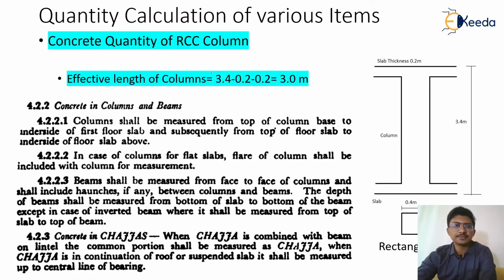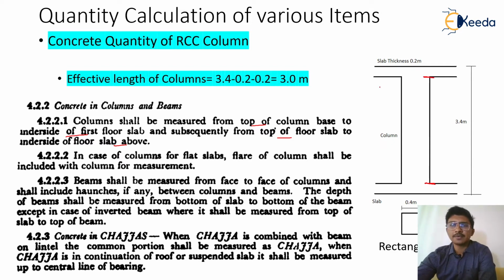Let me just quickly tell you what the clause has to say about the length and height of the column measurement. The column shall be measured from the top of the column base to the underside of the first floor slab and subsequently from the top of the floor slab to the above floor's bottom. That means if I want to measure the height of this column, I have to measure from the top of this slab to the bottom of this slab.